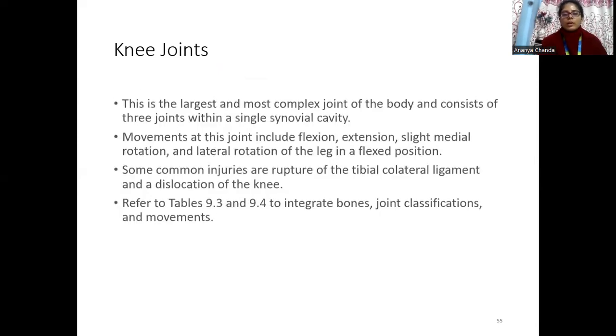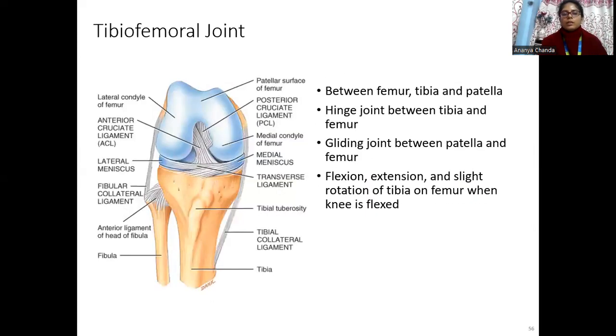Then comes the knee joint. The knee joint is also known as a synovial joint, and it is divided into the tibiofemoral joint. It is present between the femur, tibia and patella. A hinge joint occurs between the tibia and femur. A gliding joint occurs between the patella and femur, and different types of movement are possible: flexion, extension, and slight rotation of the tibia on the femur when the knee is flexed.